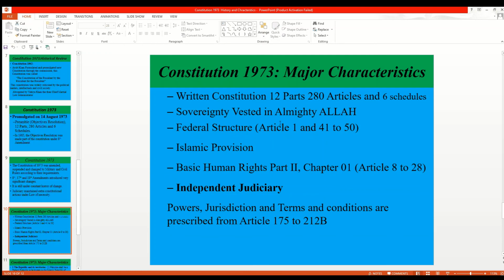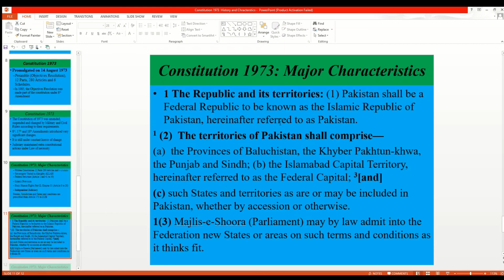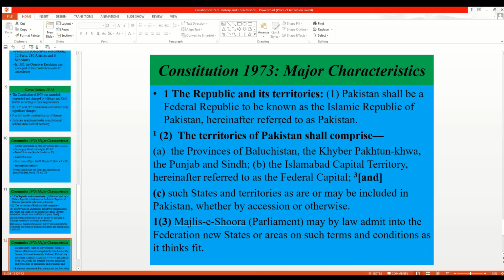The powers, jurisdiction, and terms and conditions of the judiciary are prescribed from Article 175 to 212B. All kinds of guarantees are provided to the judges. Their salary and other service guarantees, which are required for an independent judiciary, are provided in the Constitution of 1973.